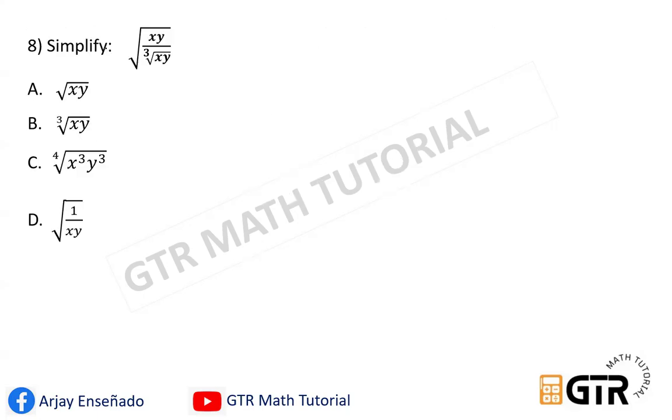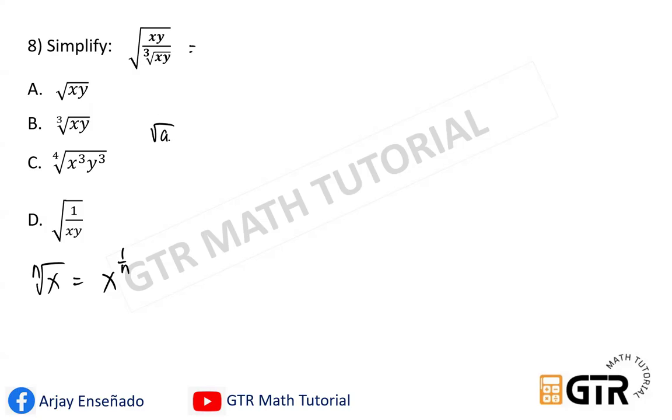Next, number 8. Okay, radical. Simplifying radical. So we can change this to rational exponent. According to rational exponent, if we have the nth root of x, that is equal to x raised to 1 over n. But first, let us distribute the radical.